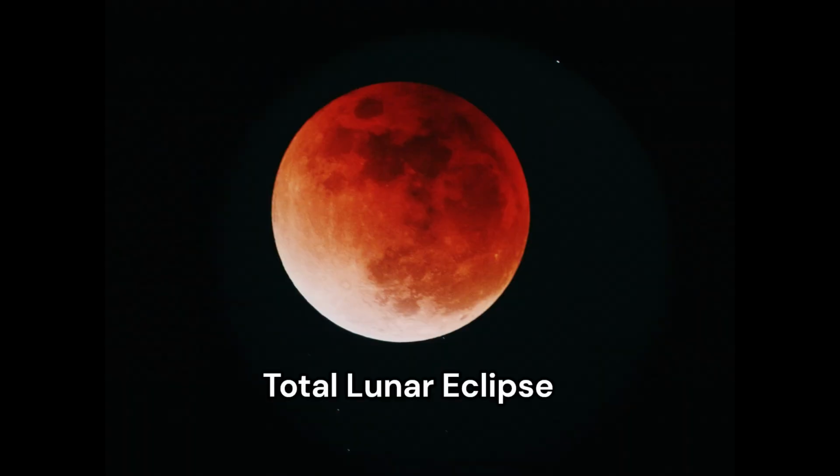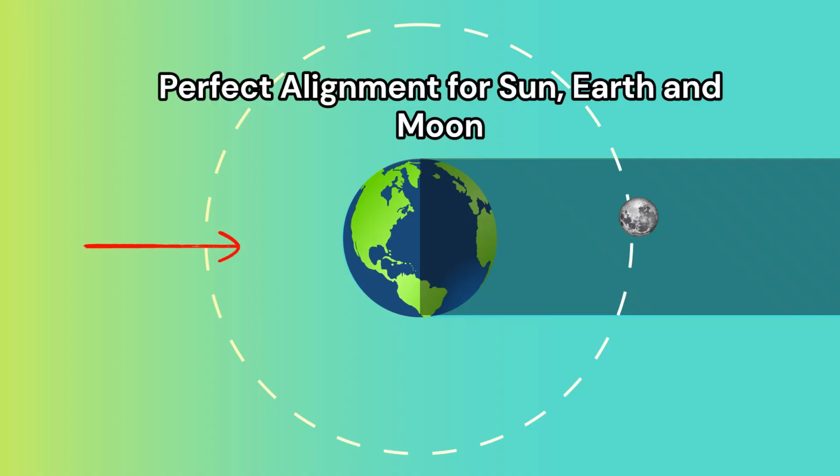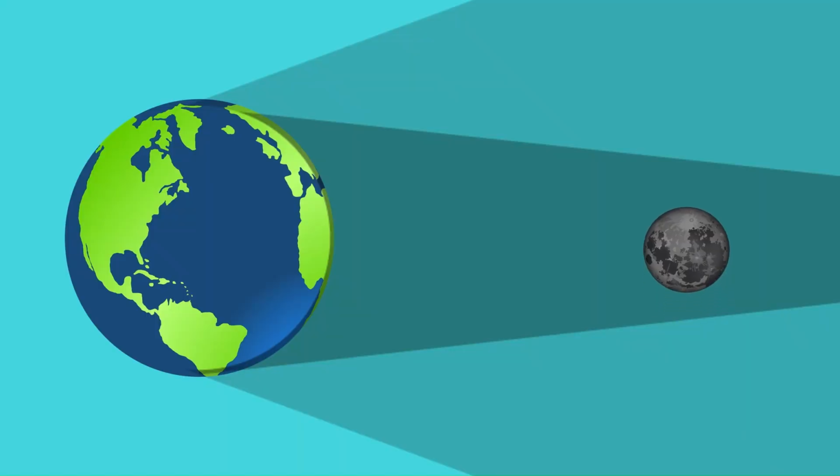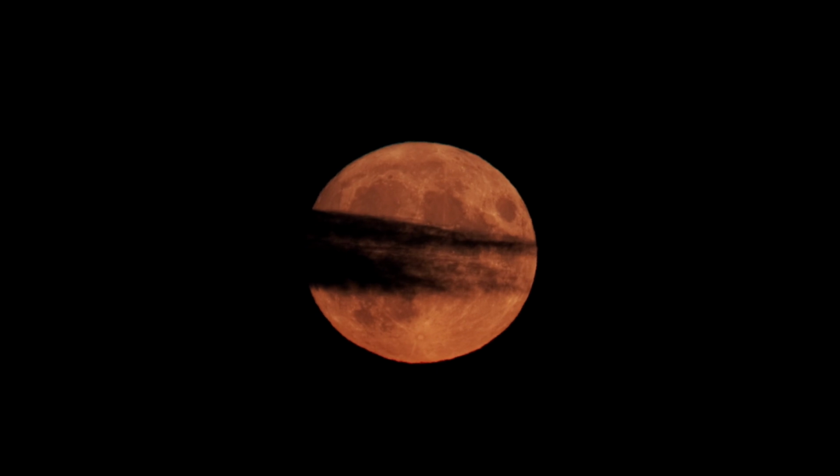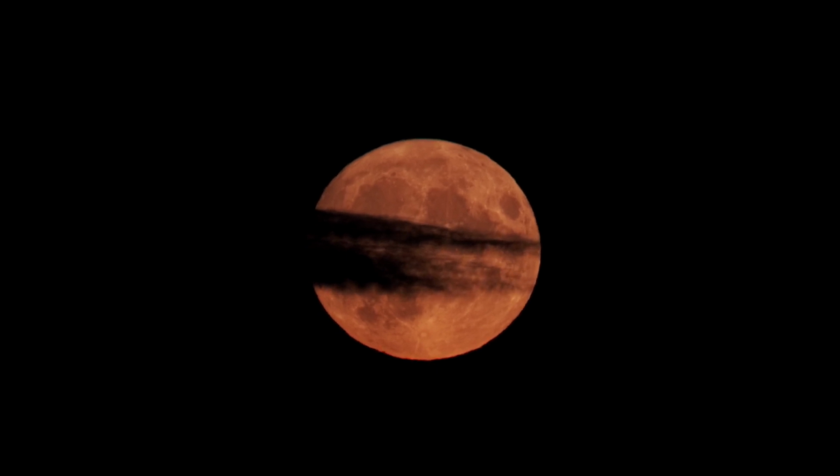First is total lunar eclipse. A total lunar eclipse happens when the Sun, Earth and Moon are in perfect alignment. The Moon must lie in the umbral shadow of the Earth. Total lunar eclipses make the most spectacular view as they give the Moon a reddish look.